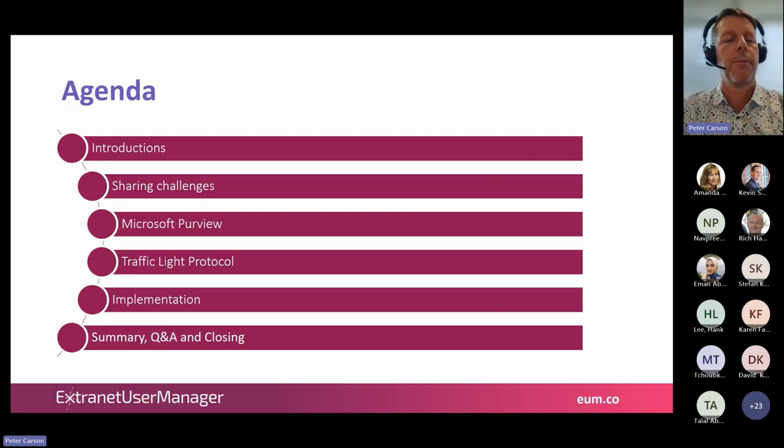So a quick overview of the agenda. We've done the introductions. We're going to start with some challenges around sharing. We're going to do a little explanation of what Microsoft Purview is. We're not going to be covering all of it in today's session. We're going to be focusing in on a particular area of it. We'll get into what's called the traffic light protocol, which is not a technology solution. It's a way of simplifying information sensitivity classification, and then we'll dive into the implementation side of it. I'll be doing a fair bit of slides, but also jumping out into a live demo as well, just to illustrate the concepts as we go through here.